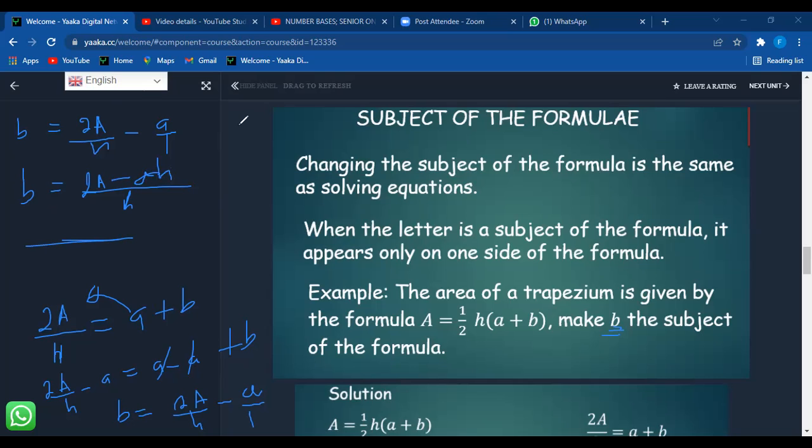What do we remain with again? B is equal to 2 capital A minus ah divided by h. Okay, it's here. Let me display it well.